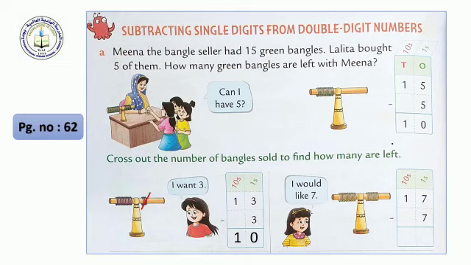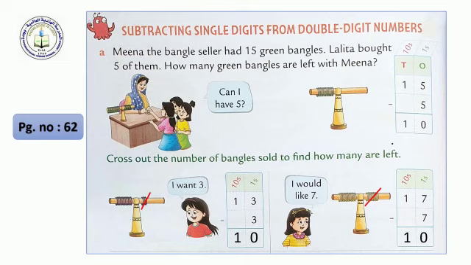Next one, there are 17 bangles. Take away 7. So again 7 minus 7 is 0 and 1 ten is left. So here we are going to cross 7 bangles and 7 minus 7 is 0. 1 ten is left. So 17 minus 7 is 10.